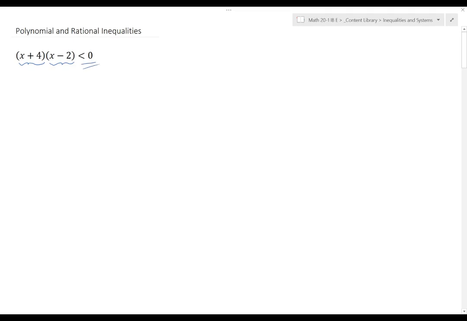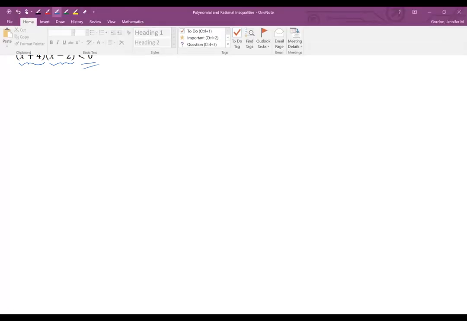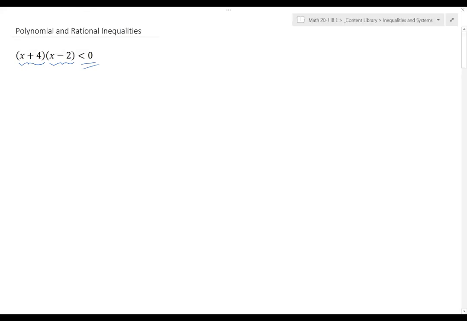Now, if two values multiplied together give me a negative number, then I know that one of them has to be positive and one of them has to be negative. So that's the principle essentially that we are going to use in order to solve this inequality. But I have to first start by finding critical values because I'm essentially wanting to know, is x plus 4 positive or negative? And is x minus 2 positive or negative? And that all depends on where they are equal to 0.